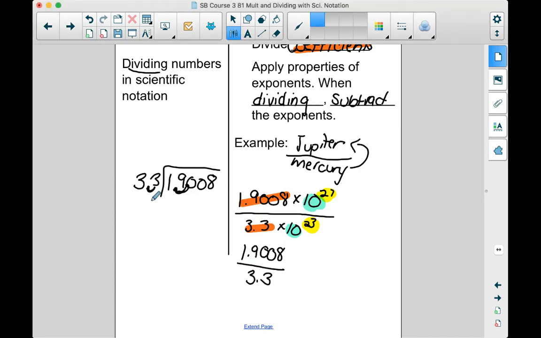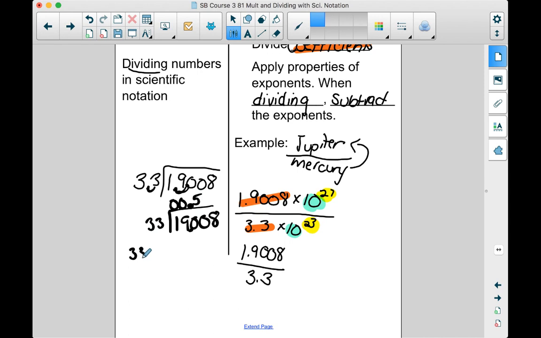Okay, so I'm going to rewrite this so it's a little bit neater. I get 33 into 19, and I'm just going to bring my decimal straight up. 33 doesn't go into 1, so I put a 0 there to hold that place. It also doesn't go into 19, so I put another 0 there to hold that place. 33 goes into 190. Now I'm going to estimate and count by 30s. 30, 60, 90, 120, 150, 180. So it's somewhere between 5 and 6. I'm going to estimate low and try 5.